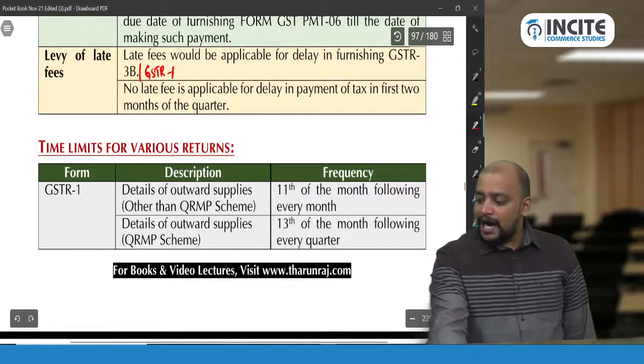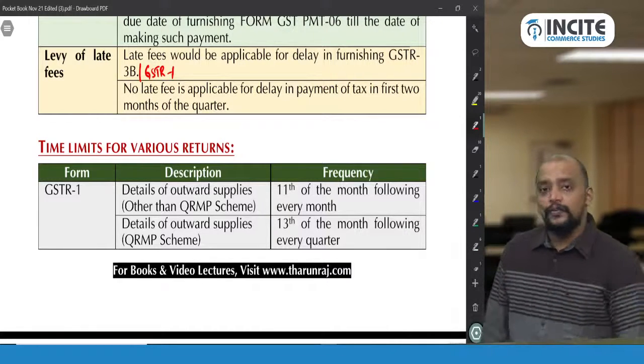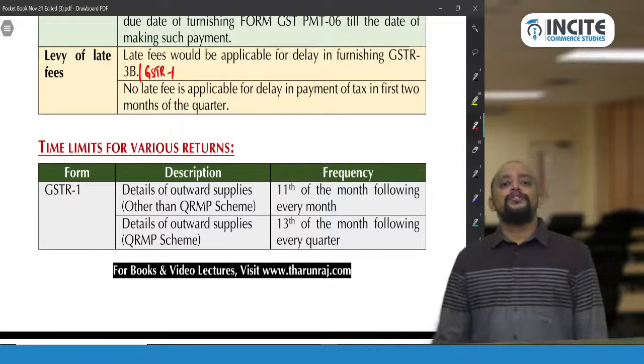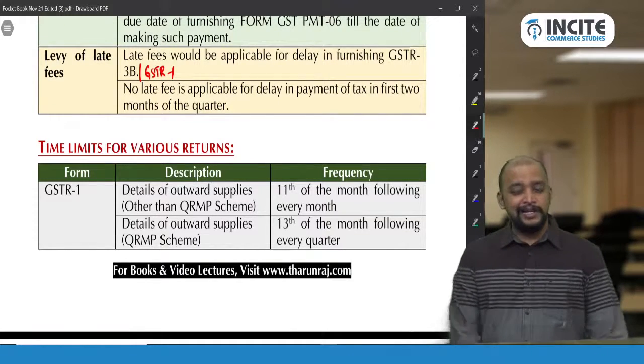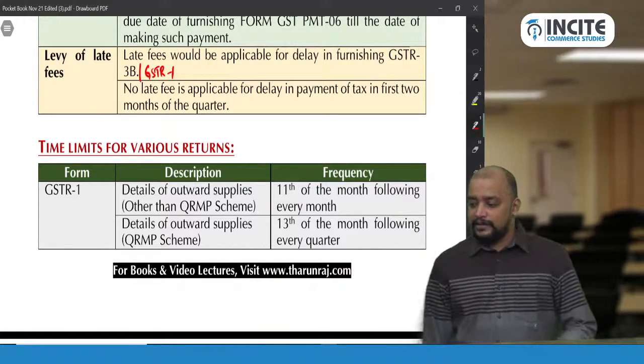Can we give part details of the month in IFF and balance while filing GSTR 1? Yes, you can. Whichever recipients to whom you want to give the credit, you can show the details in that particular month's IFF, and the remaining details you can furnish later.